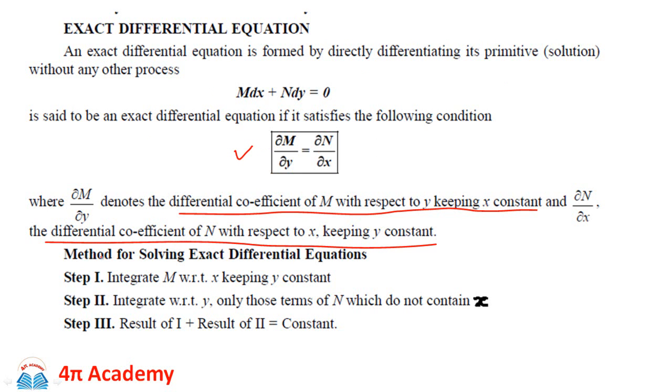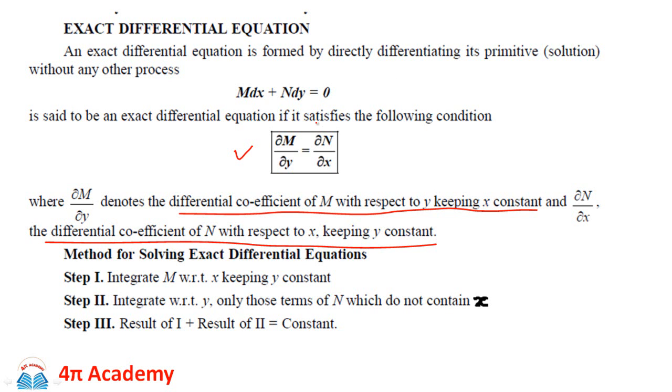Now what is the method for solving the exact differential equation? Again, there are three simple steps. This is a very simple type of topic, and very simple problems are asked on this topic. Step 1 is integrate M with respect to x keeping y constant. Then the second step is integrate with respect to y only those terms of N which do not contain x, and then you have to simply add the results, and that is equal to some constant. So the result of the first step plus the result of the second step is equal to a constant. This is the simple method of solving the exact differential equation.